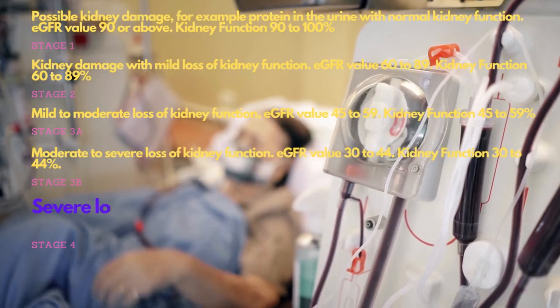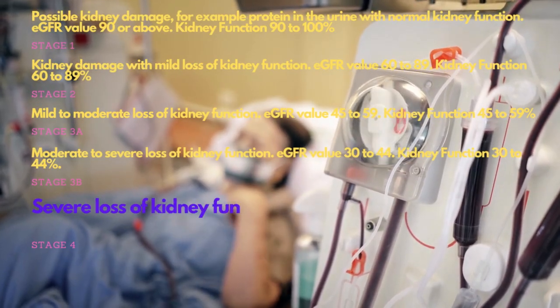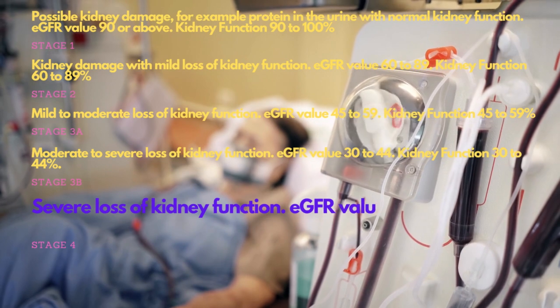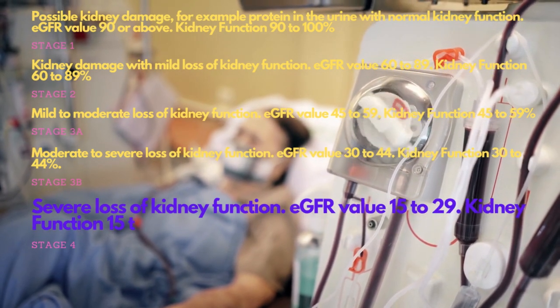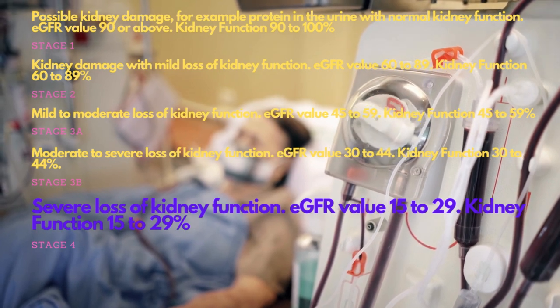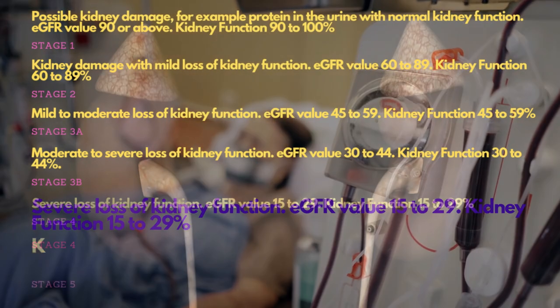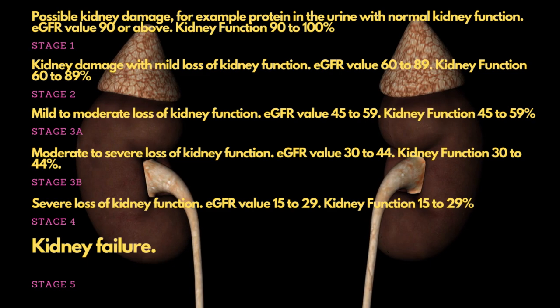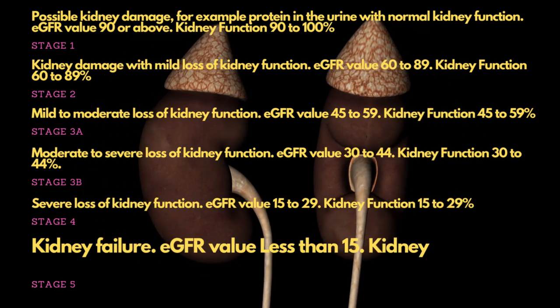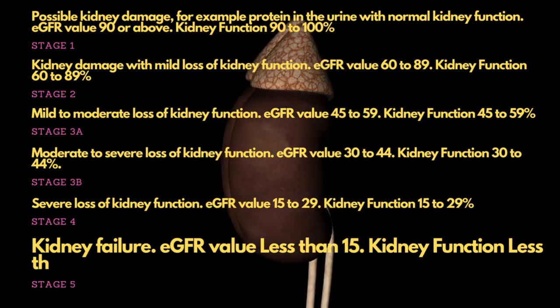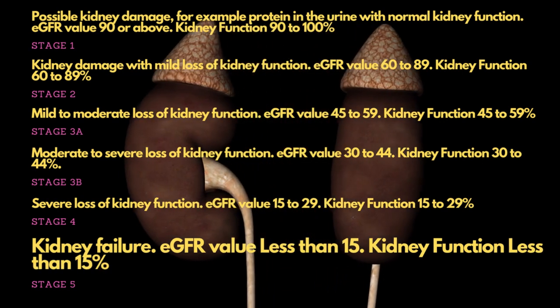Stage 4. Severe loss of kidney function. eGFR value 15 to 29. Kidney function 15 to 29%. Stage 5. Kidney failure. eGFR value less than 15. Kidney function less than 15%.